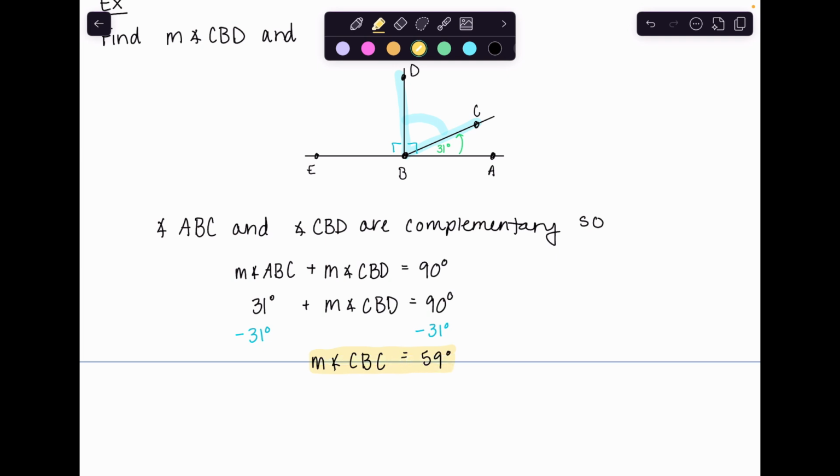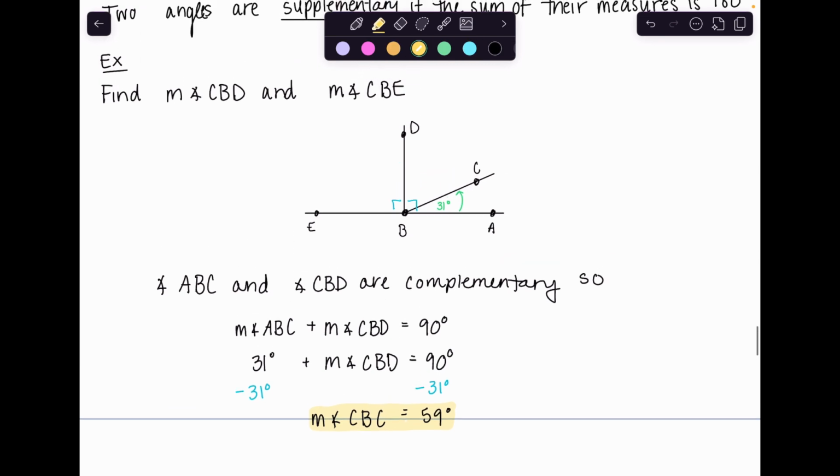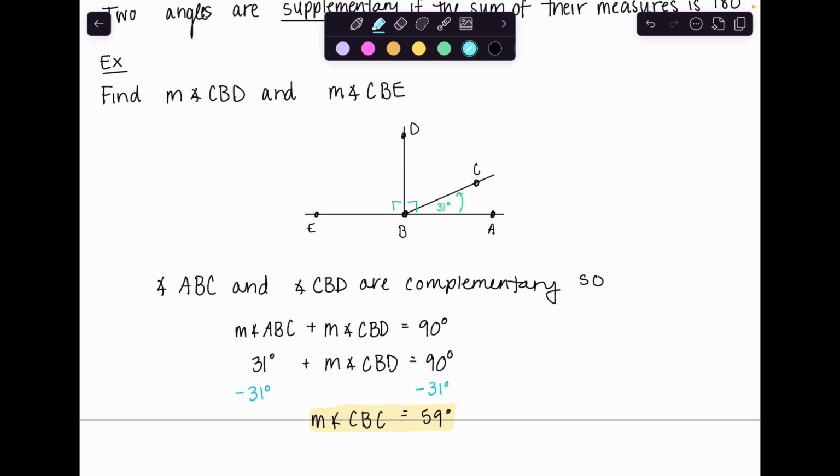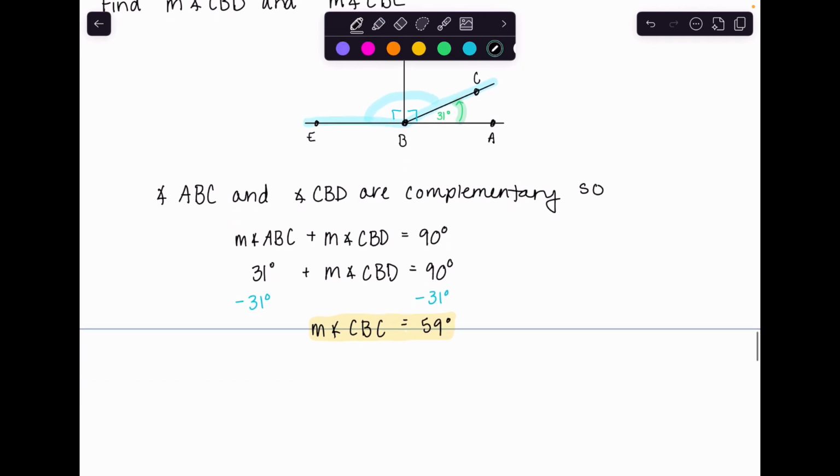Now I also want to find the measure of angle CBE. So looking at what that is, CBE, that's this angle here. Well, CBE plus ABC forms that straight angle. So these two are supplementary. So angle ABC and angle CBE are supplementary.